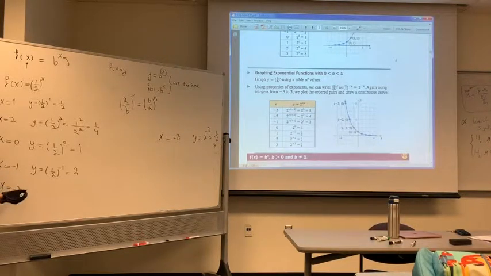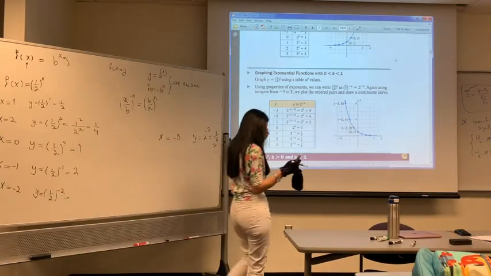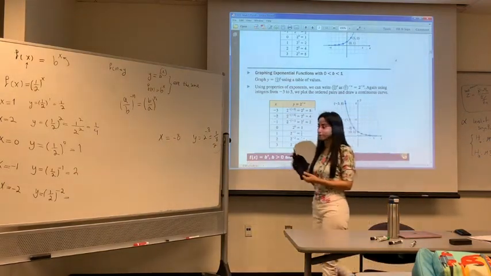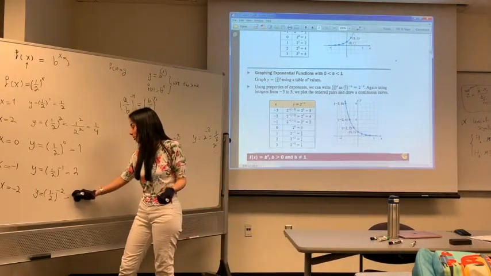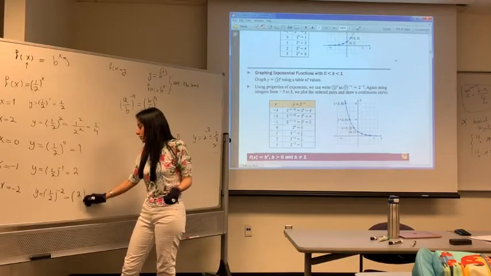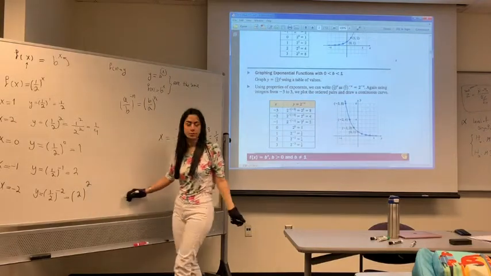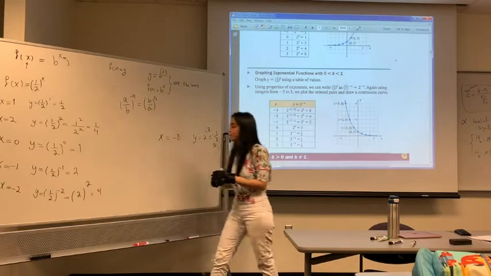So now try this one. Tell me. 4. Wait, why is it 4? Oh, just kidding. So it will be 2 power positive 2, right? Is that correct? Yes. Which is 4.